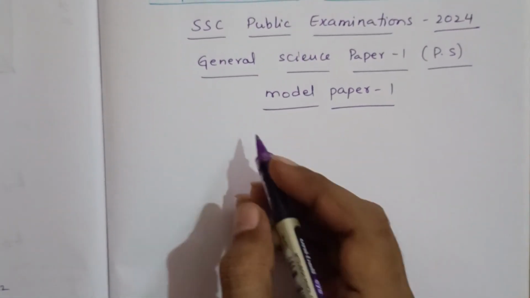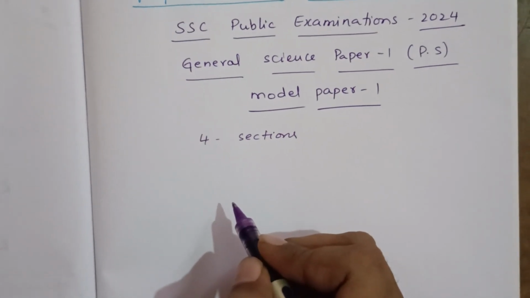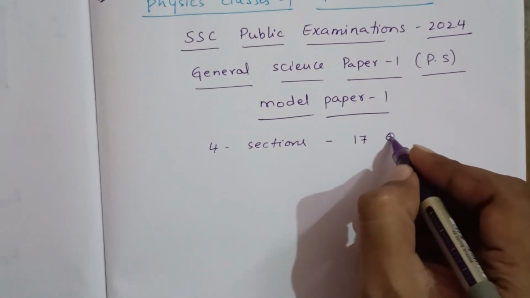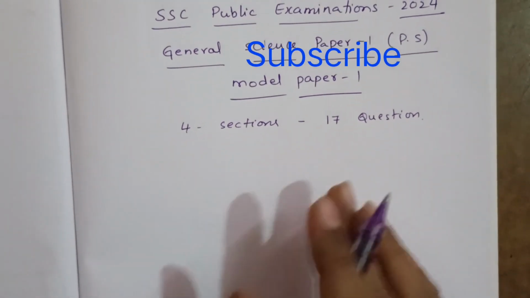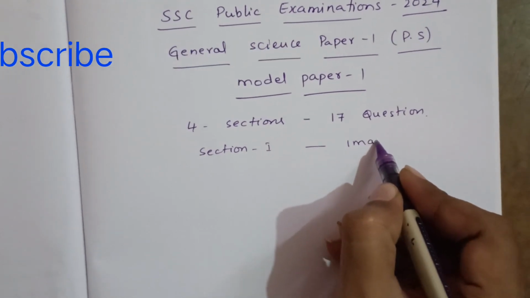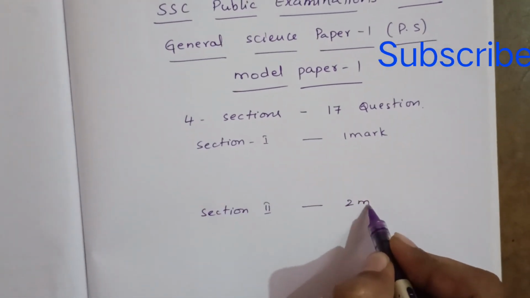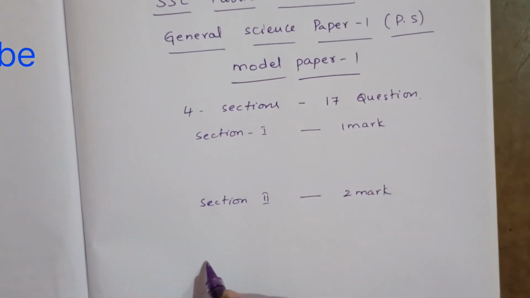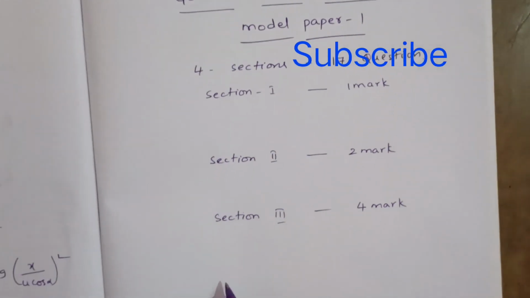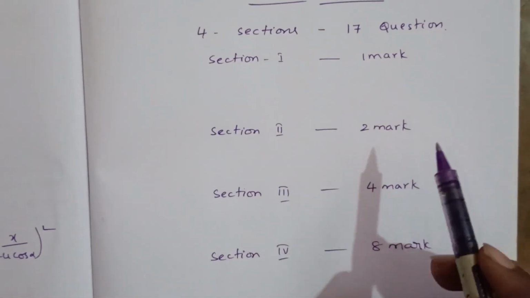The question paper consists of 4 sections. The 4 sections consist of 17 questions. Section 1, 1 mark questions. Section 2, 2 mark questions. Section 3, 4 mark questions. Section 4, 8 mark questions.